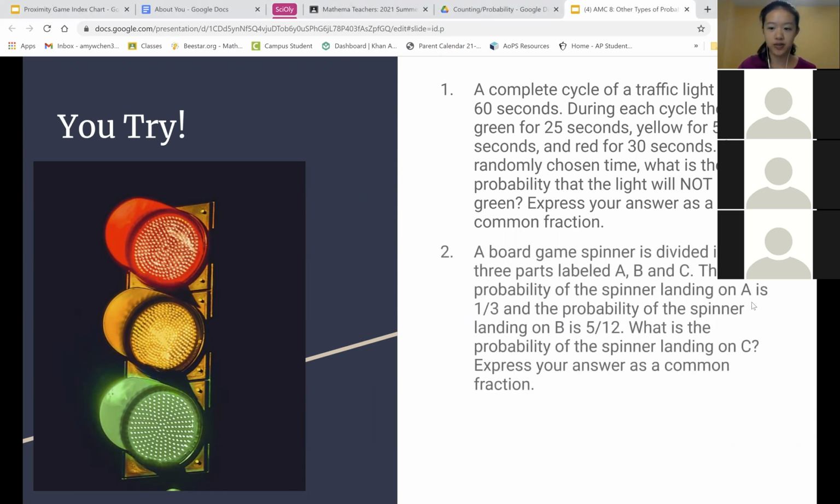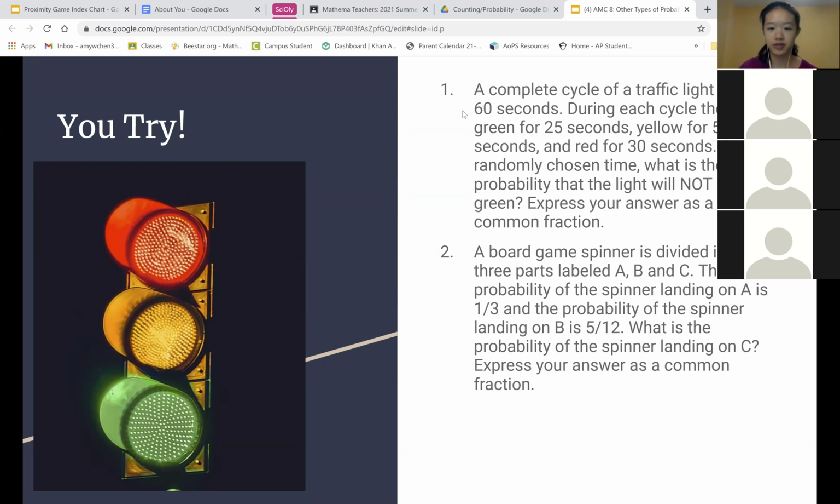Second question. A game board spinner is divided into 3 parts labeled A, B, and C. The probability of the spinner landing on A is 1/3, and the probability of the spinner landing on B is 5/12. What is the probability of the spinner landing on C? Express your answer as a common fraction. This one kind of forces you to use complementary counting.